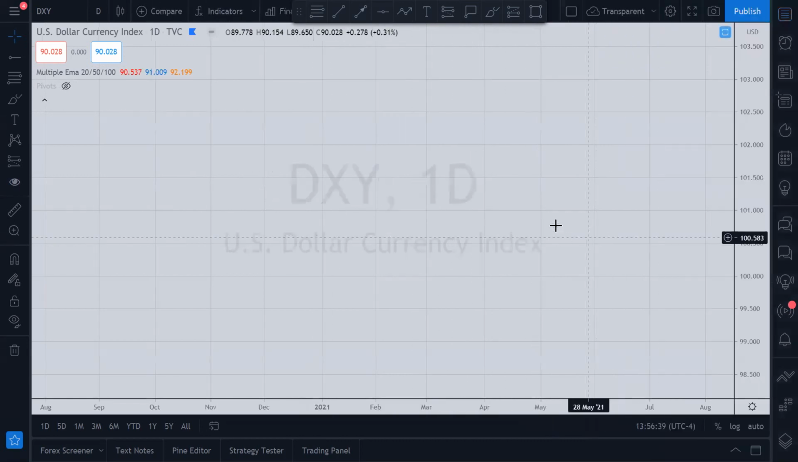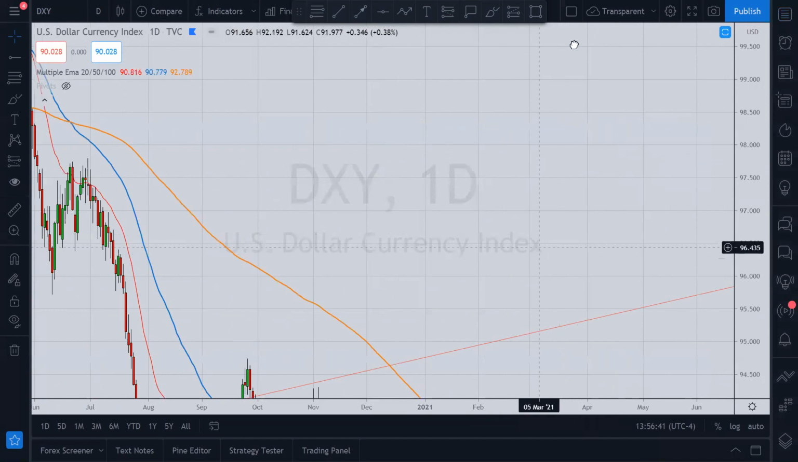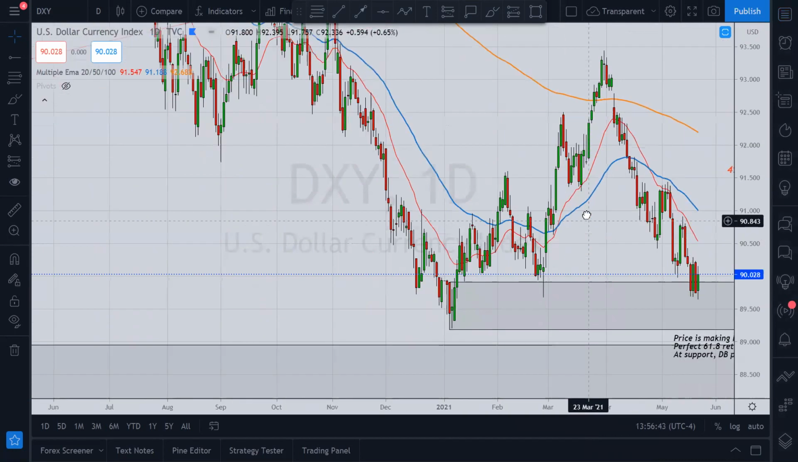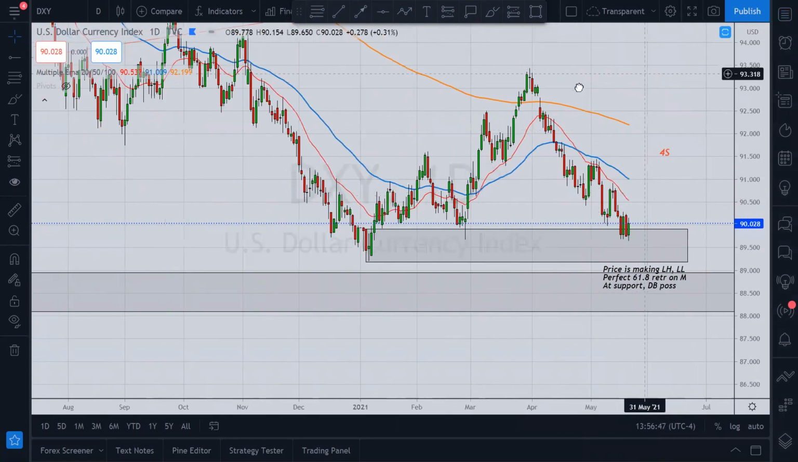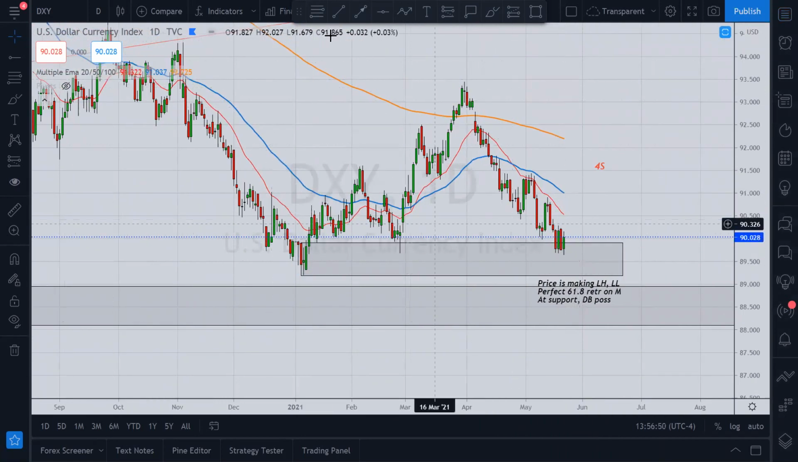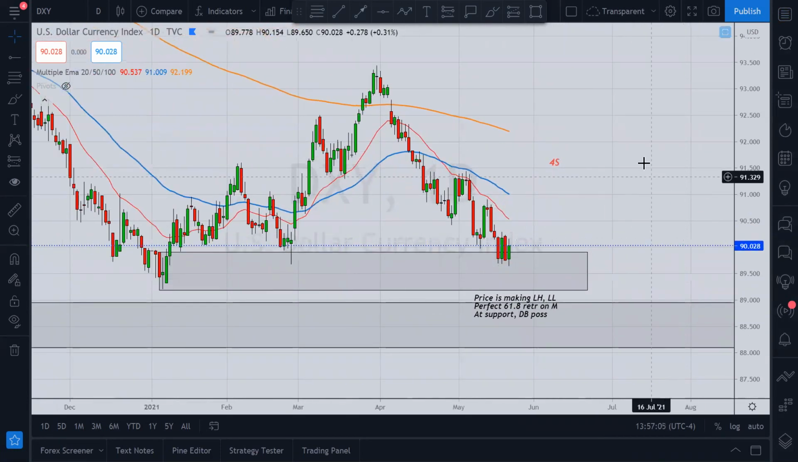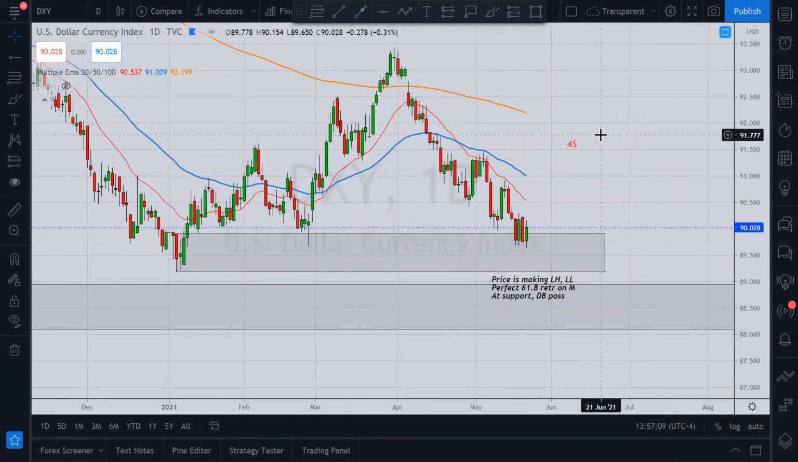So let's do a little analysis with USD. Now, my bias on this is already bearish, right? You see, I've got some EMAs on here for visual aids. There's a 200, that's a 20, and that is the 50, right? You'll see that price is below all three of those. So I'm already bearish with this pair, especially being below the 200.